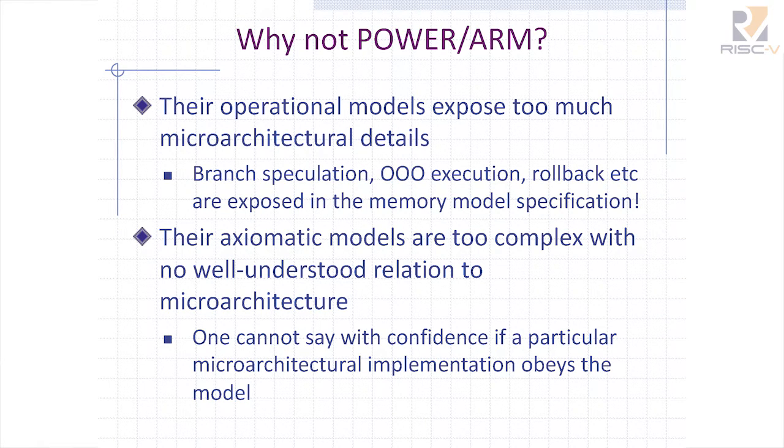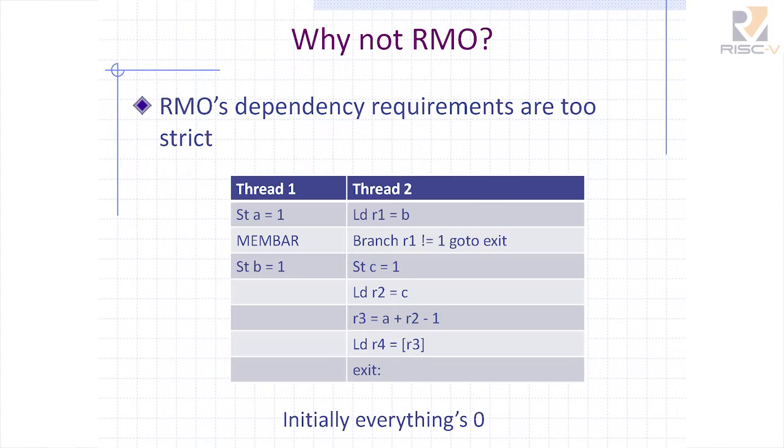Why not choose something complex like Power or ARM? Well, their memory models are extremely complex. Their operational model exposes a lot of microarchitectural details. You need to do speculative execution, out-of-order execution, rollbacks, and so on in order to actually understand what the Power or ARM memory model is. And their axiomatic models are also very complex, and they have no bearing to the actual microarchitecture. In fact, if you implement a machine, you have no idea if it conforms to the Power or ARM model in general. So why not something else like RMO, which is supposed to be a relaxed memory model, relaxed memory ordering?